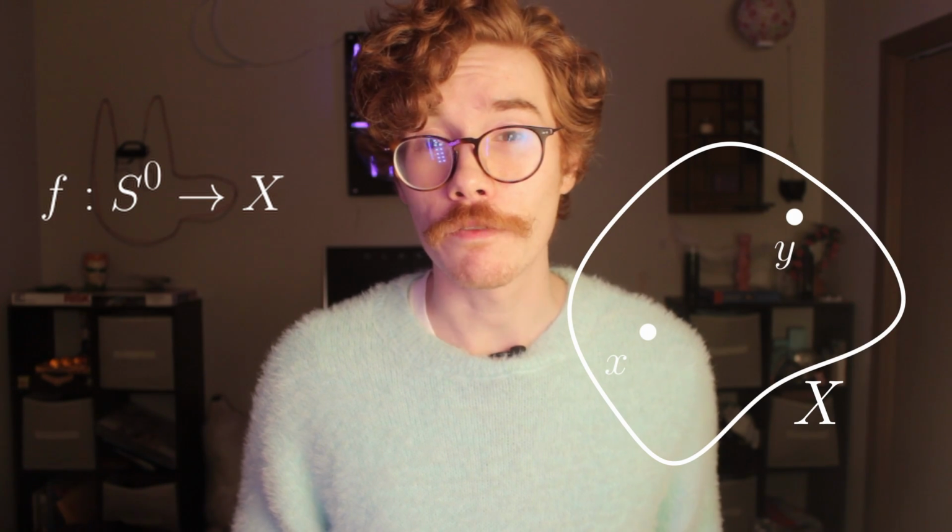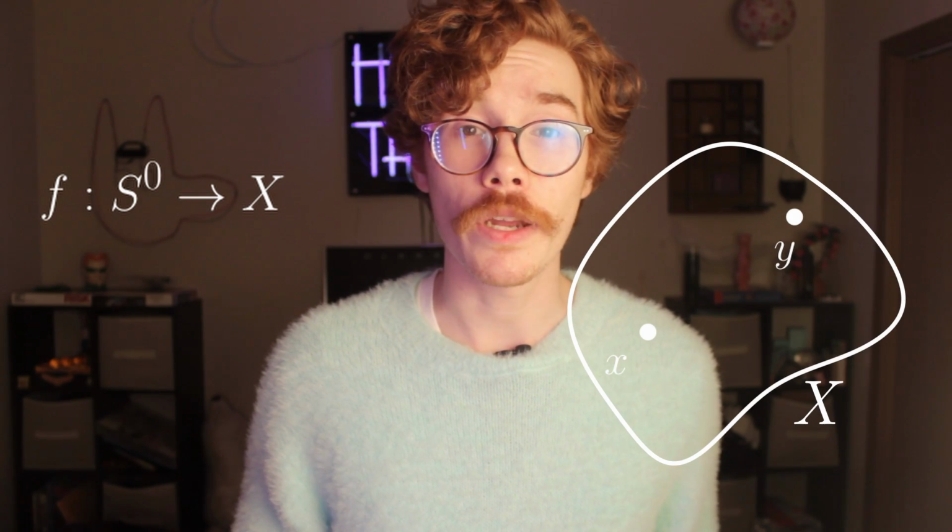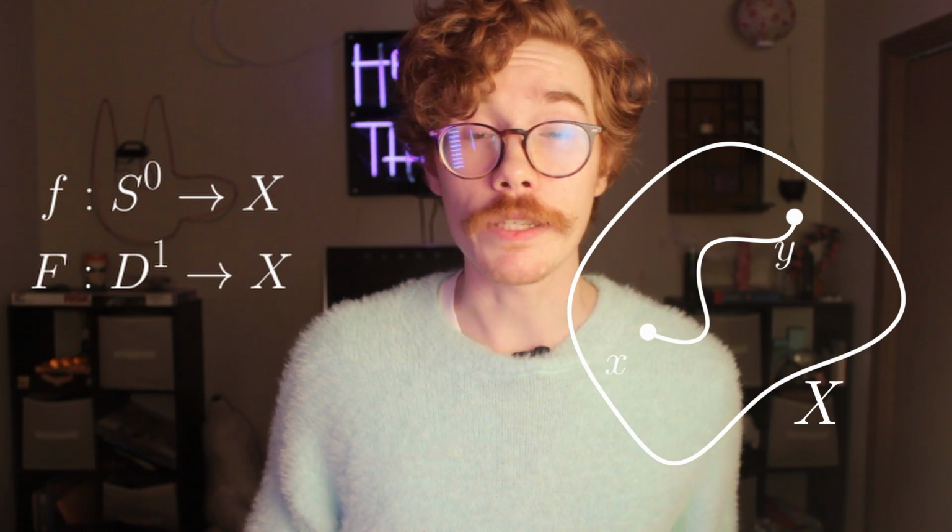But the benefit of this new way of talking about path connectedness is that it's very easy to generalize. If path connectedness is the idea that every map little f from S0 to X extends to a map big F from D1 to X, then we can ask, when do maps S1 to X extend to a map D2 to X? Or for that matter, when does Sn to X extend to Dn+1 to X? But we'll get there. Let's just focus for now on extending a map from a circle to a map from a disk.